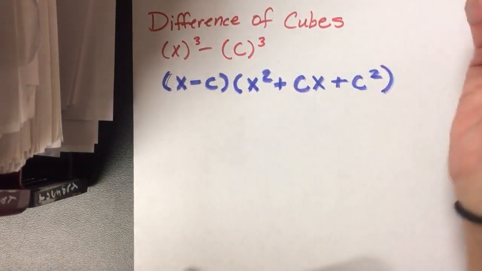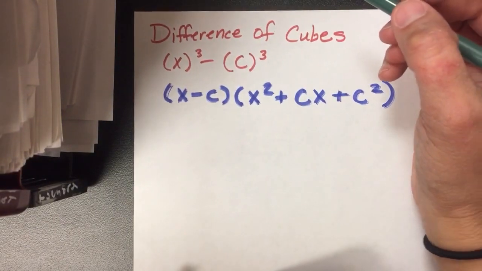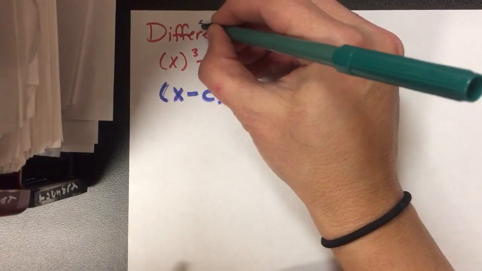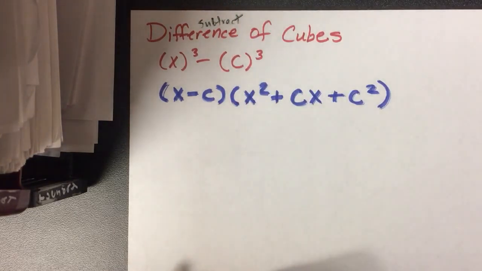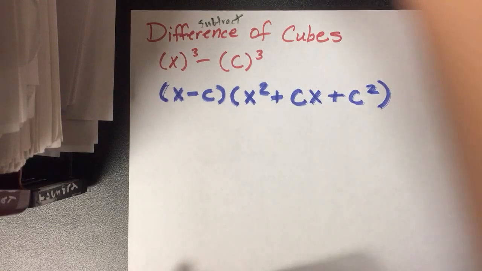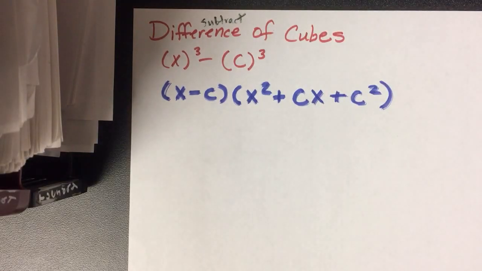of cubes because difference, as we all know, means to subtract. So for difference, that means subtraction. And then cubes means it's a cubic function. So let's get started and let's do our first example.